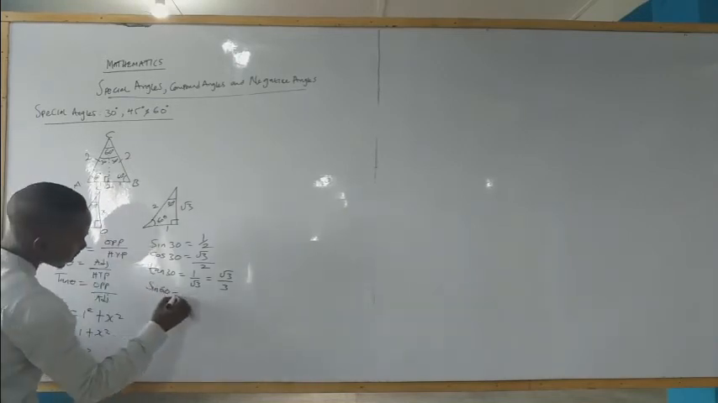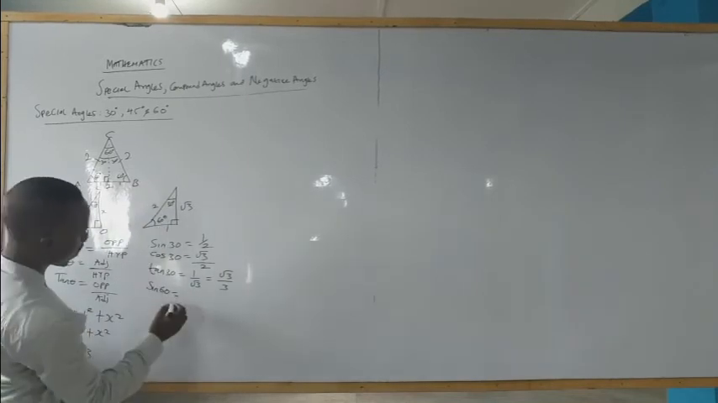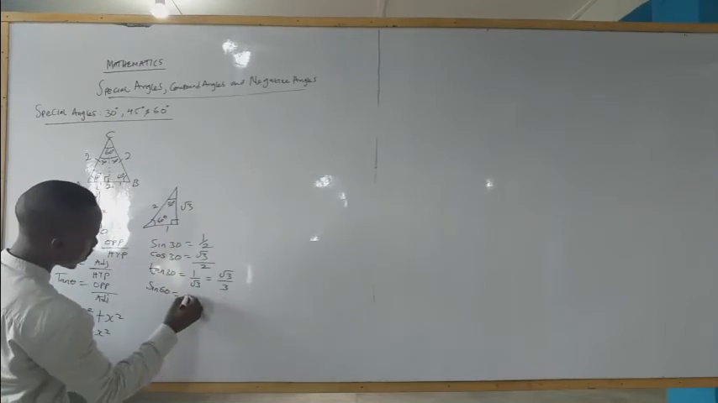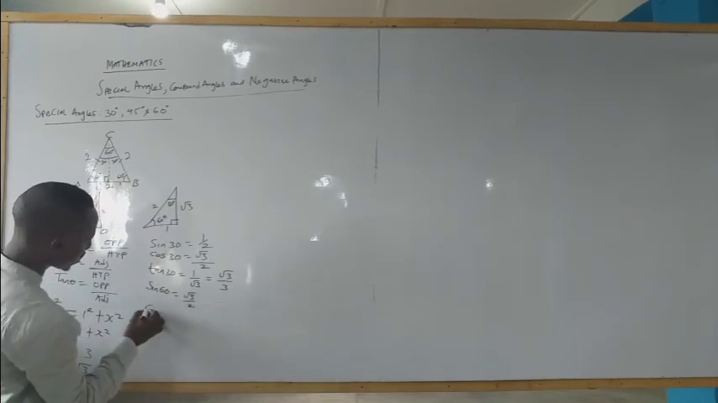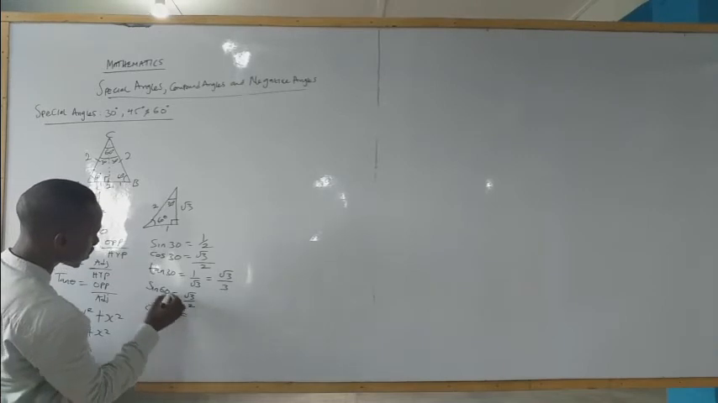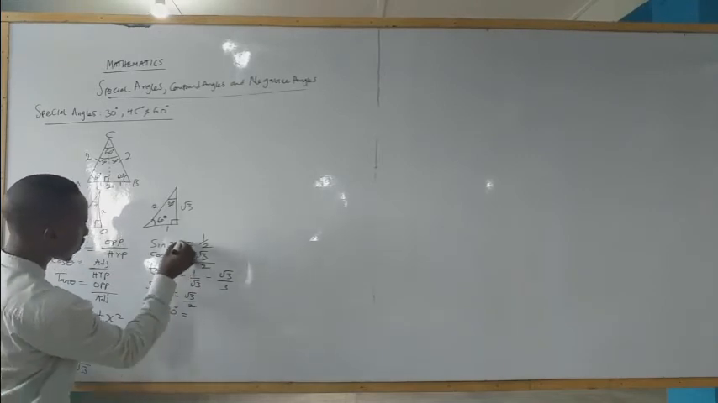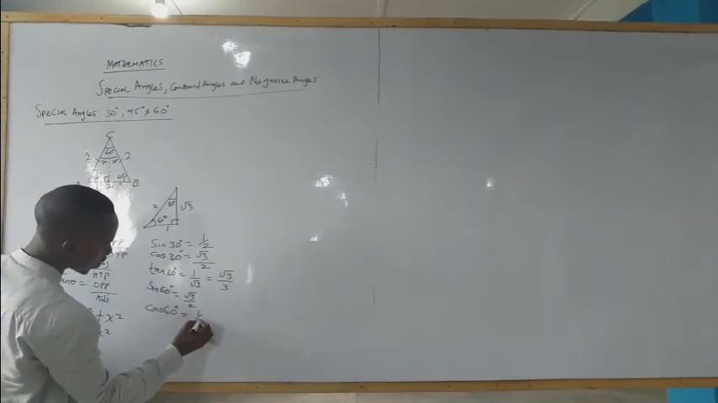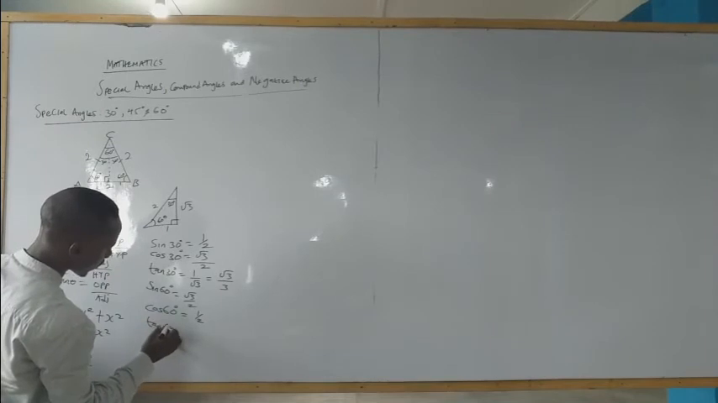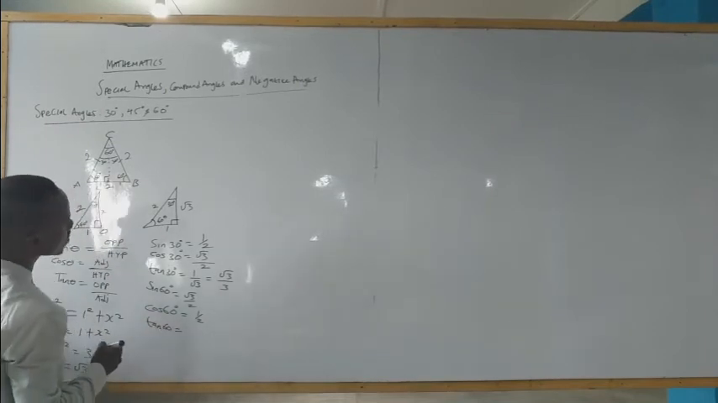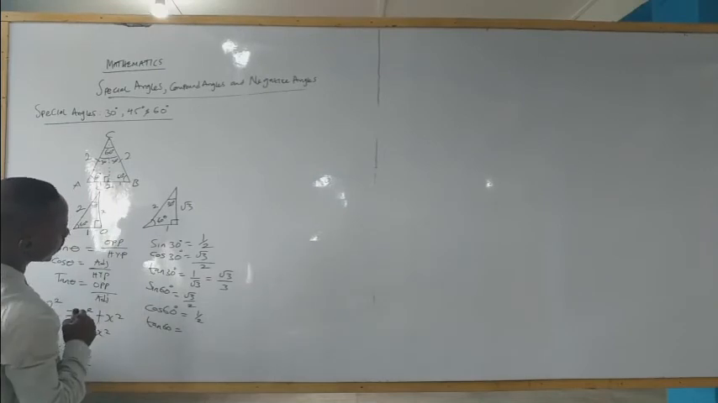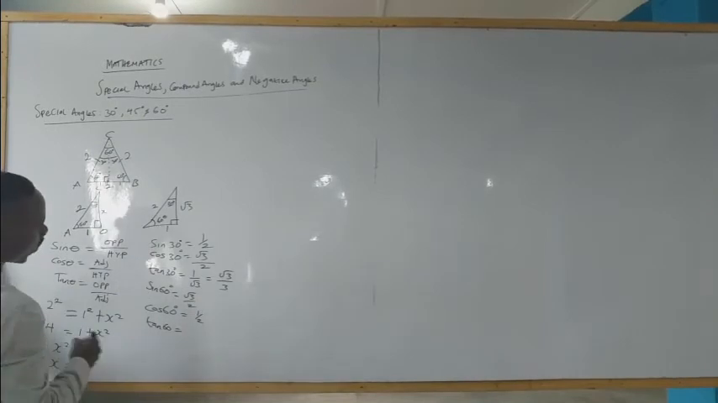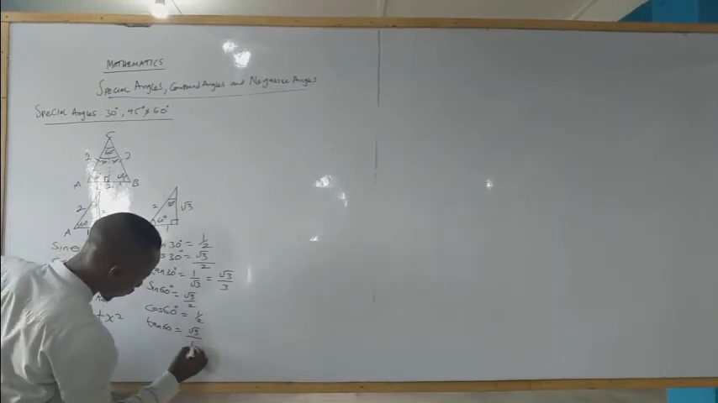Sine 60 is equal to, sine 60 is what? Opposite over what? Hypotenuse. Root 3 over 2. Cos 60 degrees equals what? Adjacent over hypotenuse, 1 over 2. And tan 60 equals what? Opposite over what? Adjacent. Root 3. Tan 60, opposite over adjacent, root 3 over 1.